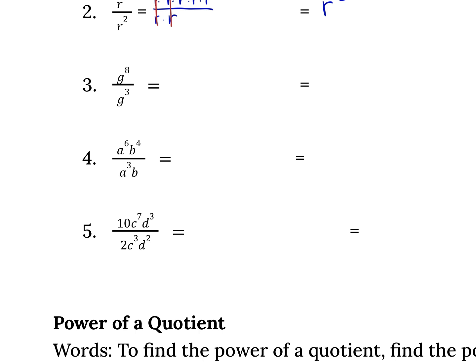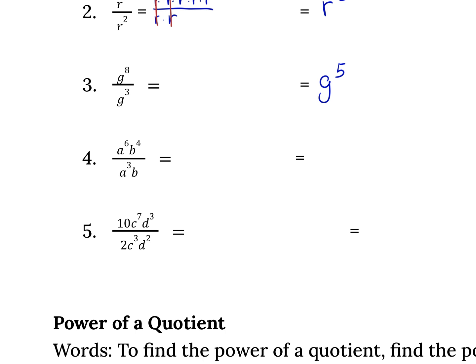All right, g to the 8th over g to the 3rd. Would someone like to share what we get for that? So g to the 8th over g to the 3rd, Reese? G to the 5th. It doesn't matter if you have multiple variables. You subtract your like things. A to A, B to B, X to X, Y to Y, whatever the case is, okay?